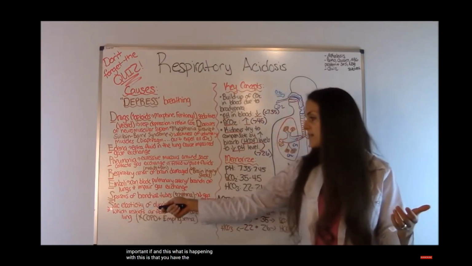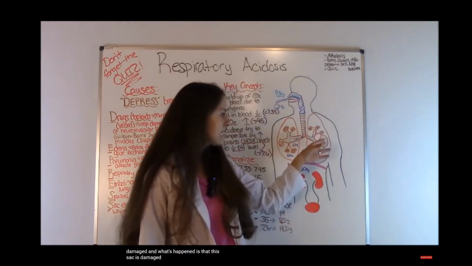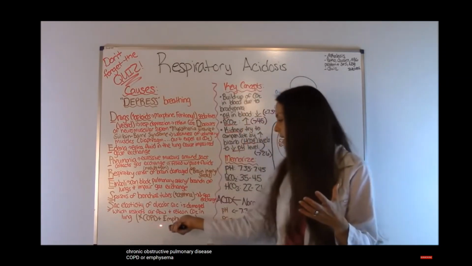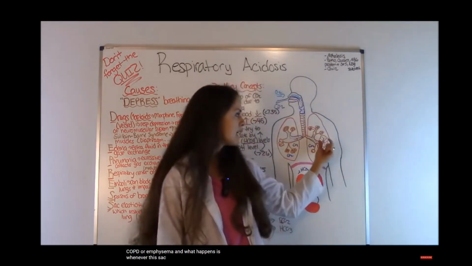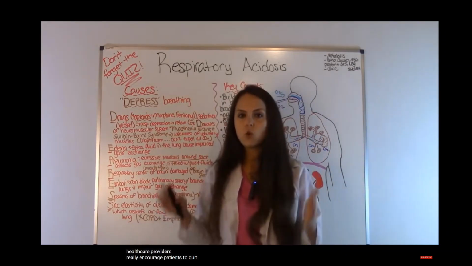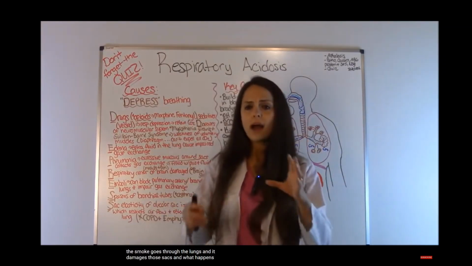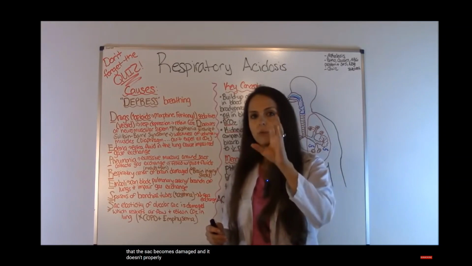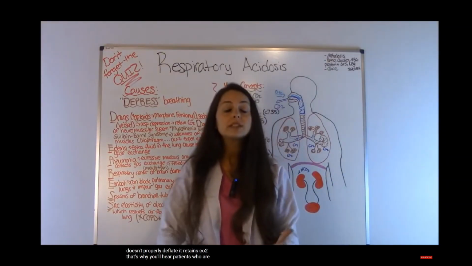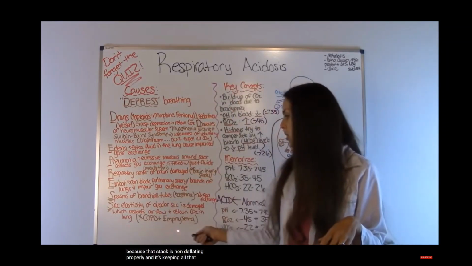Okay, and the last S, this is another important S. What is happening with this is that you have the sac elasticity of the alveolar sac is damaged. And what's happened is that this sac is damaged either because of a disease process called chronic obstructive pulmonary disease, COPD, or emphysema. And whenever this sac is damaged, it's usually due to smoking. So that's why healthcare providers really encourage patients to quit smoking, because the smoke goes through the lungs and it damages those sacs. And what happens is that the sac becomes damaged and it doesn't properly deflate. So whenever it doesn't properly deflate, it retains CO2. That's why you'll hear patients who are COPD patients, they're CO2 retainers, because that sac is not deflating properly and it's keeping all that carbon dioxide.